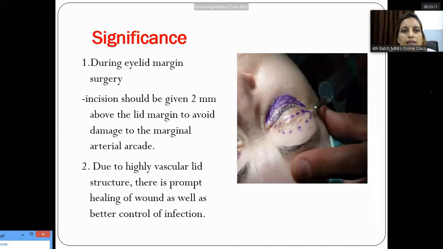So during eyelid margin surgery, incisions should be made 2 millimeters above the lid margin to avoid damage to the marginal arterial arcades. Due to the highly vascular lid structure, there is prompt healing of the wound as well as better control of infection. So it has advantages and disadvantages also. This is a clinical significance.